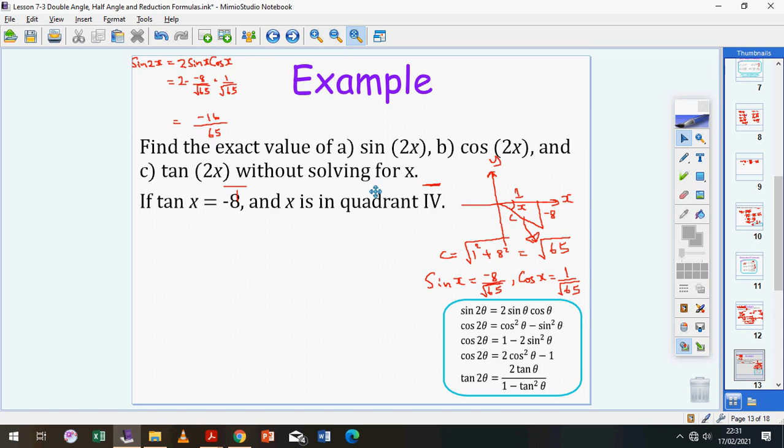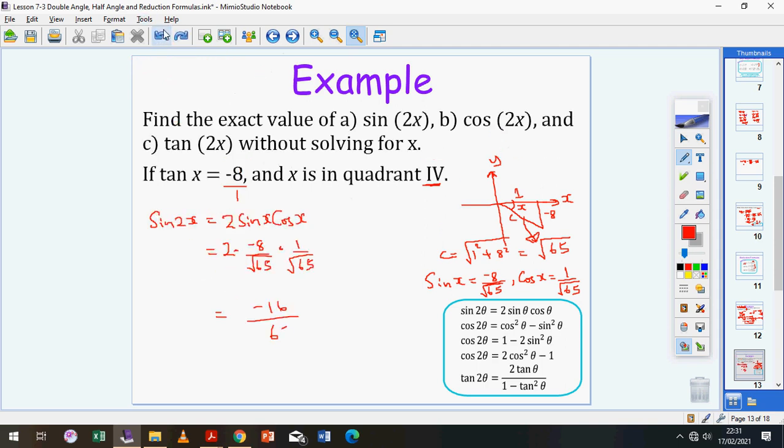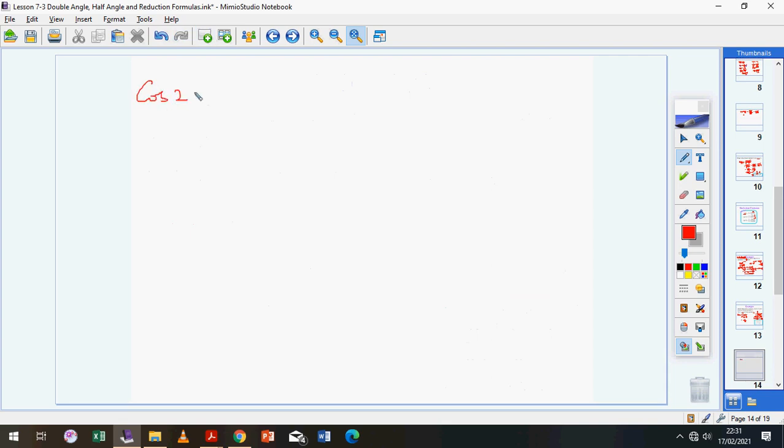Now I'm going to try and find the cosine of 2x. Cosine of 2x, remember, can be stated in 3 different ways. Let me just do it on a new screen. Cosine of 2x can be written in 3 different ways. You can write it as cosine squared x minus sine squared x. You can write it as 2 cosine squared x minus 1. You can also write it as 1 minus 2 sine squared x. I'm going to do all 3 just to show you that it gives you the same thing.